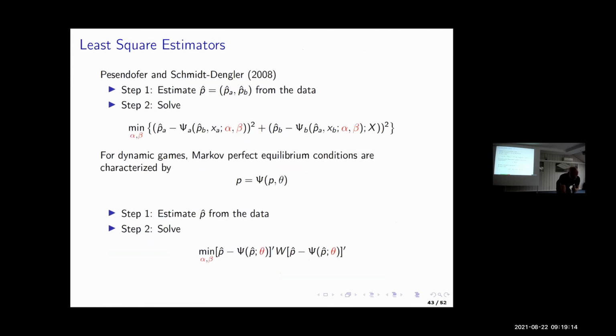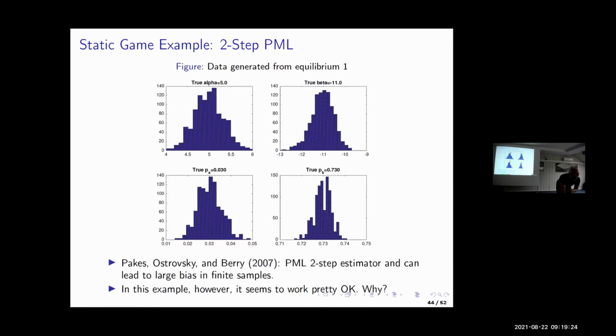There are also least squares estimators. Here's one by Pesendorfer and Schmidt-Dengler. I'm going to skip that. I'm just going to show you a little bit of Monte Carlo of how nicely this is doing with the two-step pseudo maximum likelihood. We still have the problem of multiple equilibria, but we can back out the true parameters.